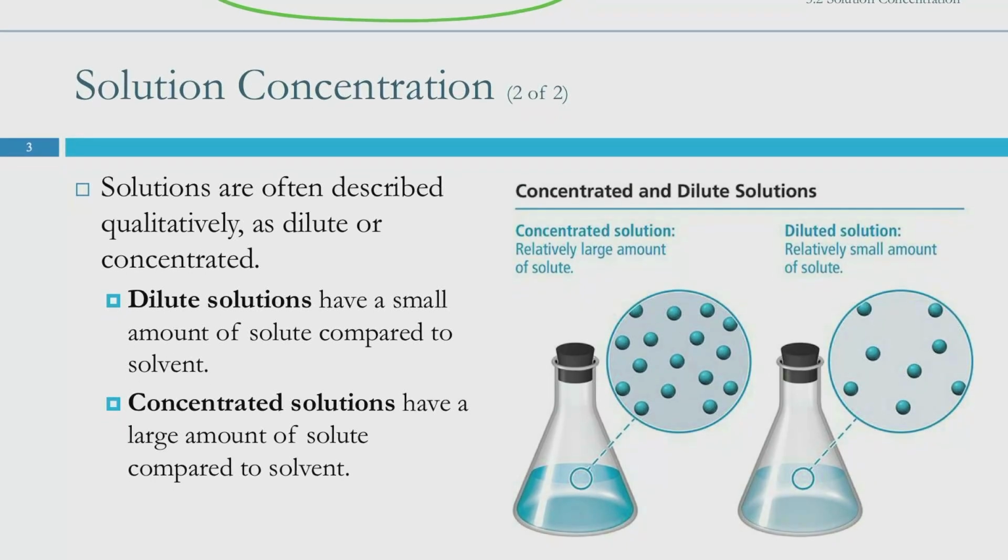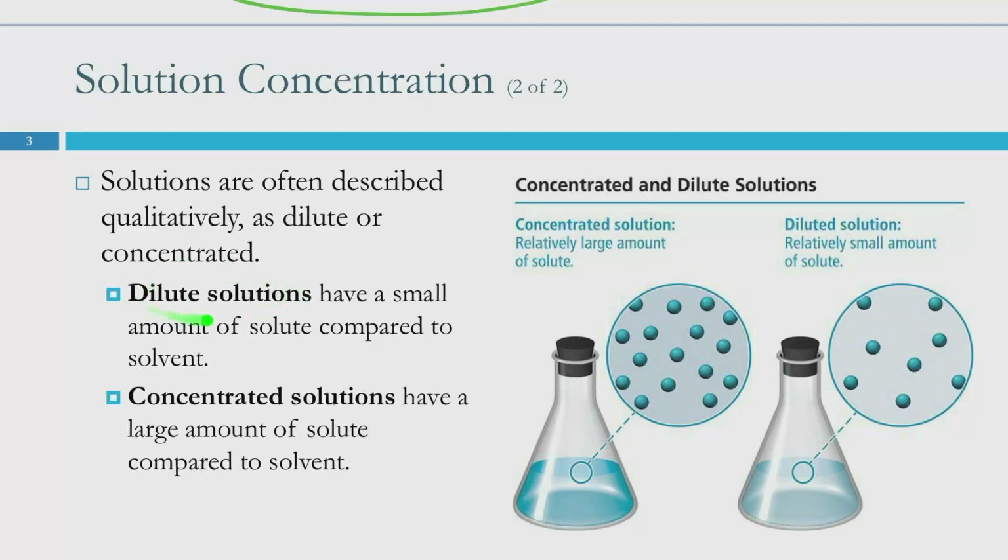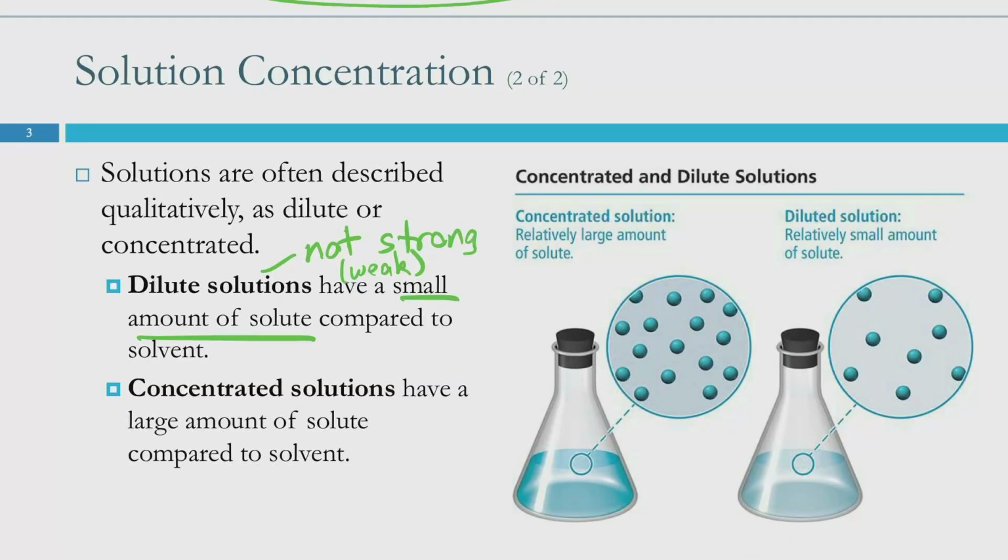Along with this, we have varying levels of solute. We've got a couple types of levels. When we describe things qualitatively, where we're not putting numbers to it, we're just using words to describe it, we've got dilute solutions. Dilute solutions have a small amount of solute. Dilute or not strong or weak solutions, depending on the context. So there's only a small amount. A dilute solution of salt in water wouldn't taste particularly salty.